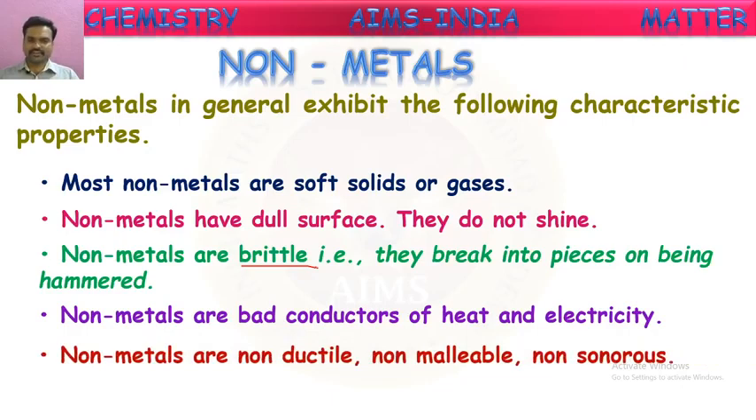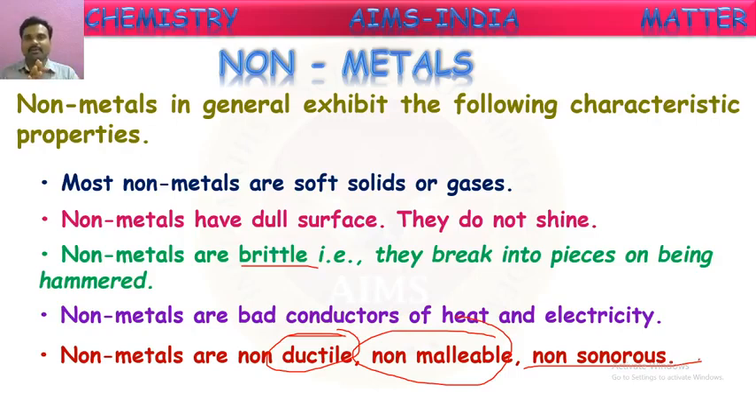Non-metals are non-ductile, non-malleable, and non-sonorous. They cannot be drawn into thin wires; this is non-ductile. They cannot be beaten into thin sheets; that is non-malleable. They are non-sonorous, so they won't produce any sound. So these are the properties of non-metals. The elements possessing these properties come under non-metals.